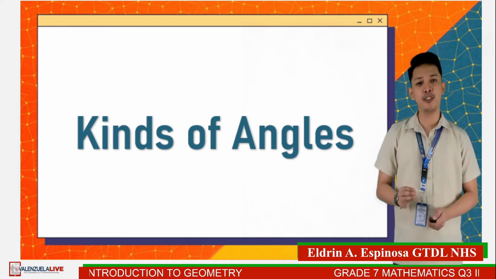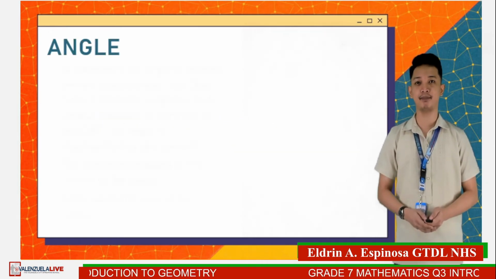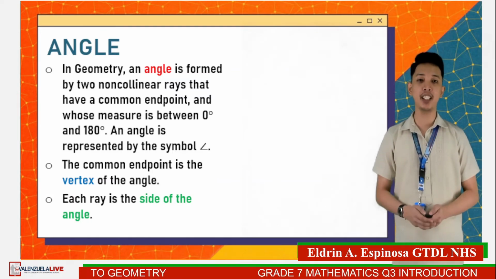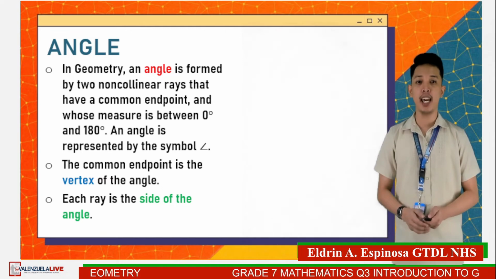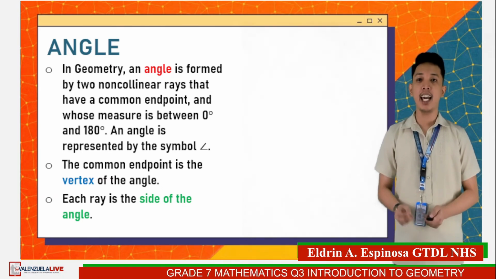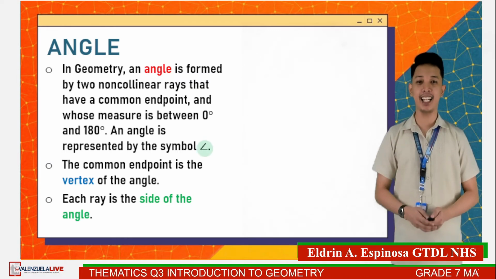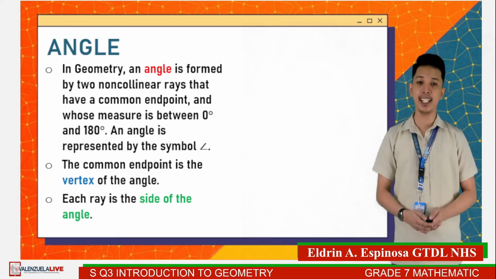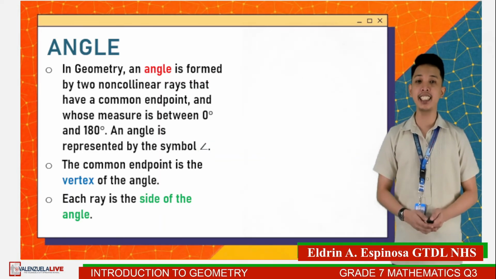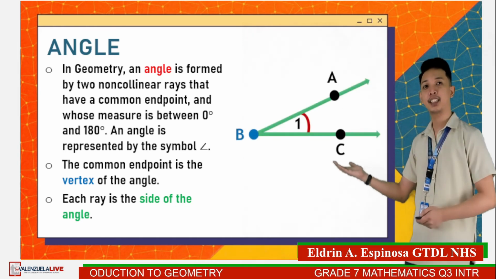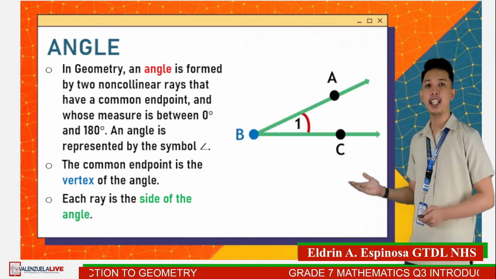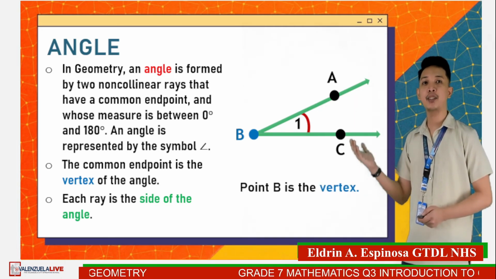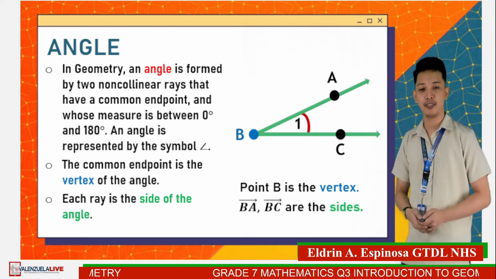Moving on, let us formally define an angle. In geometry, an angle is formed by two non-collinear rays that have a common endpoint and whose measure is between 0 degrees and 180 degrees. An angle is represented by that symbol. The common endpoint is the vertex of the angle, and each ray is a side of the angle. In this figure, point B is the vertex. Then ray BA and ray BC are the sides of the angle.